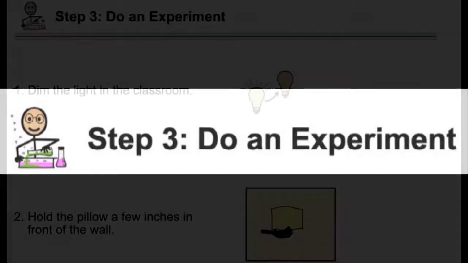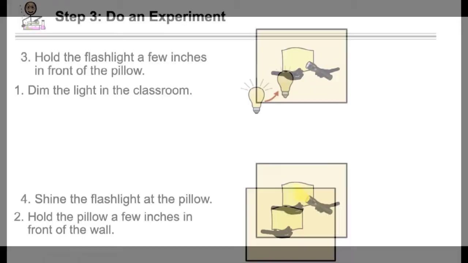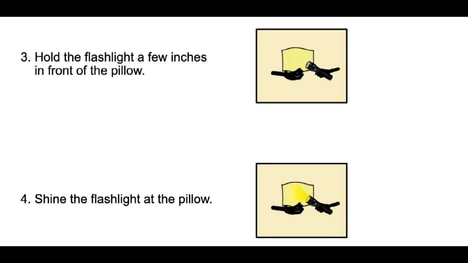Good job! Now it is time to actually perform the experiment. For this experiment, we will first be using a pillow. Have your flashlight turned on, dim or turn off the light. Hold the pillow a few inches in front of the wall. Hold the flashlight in front of the pillow. Shine the flashlight at the pillow. What did you notice? What did the light do? Watch me perform this part of the experiment.